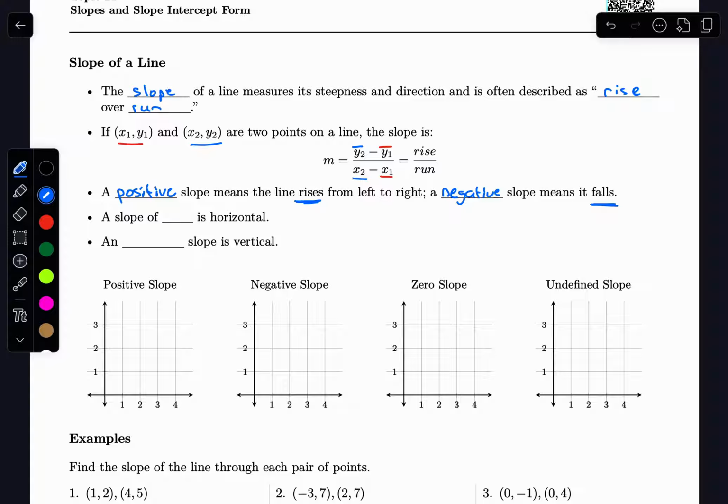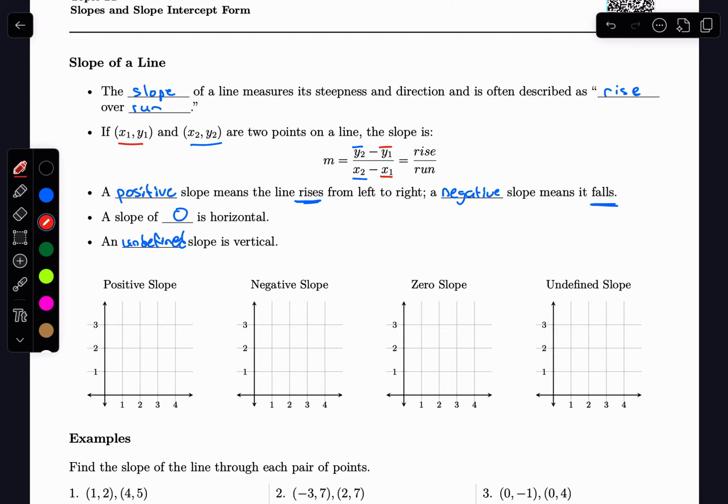A slope of 0 is going to be a horizontal line. That means you don't go up or down at all. You just go left and right. And a slope that is undefined is going to be a vertical line. So now let's real quick understand why those two are true.